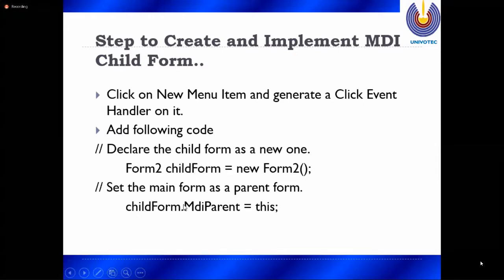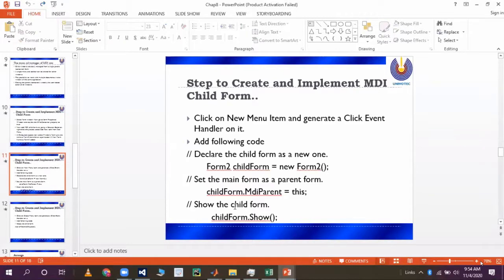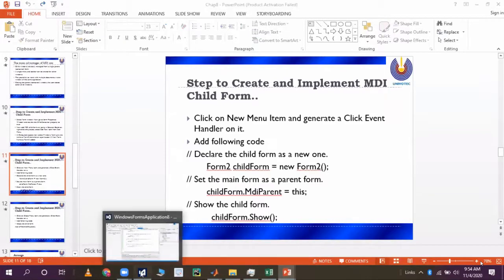The object name dot MdiParent equals this. This means the current form, and the current form is Form1. Then after that, show the child form: childForm.Show. This is the way you can add many child forms in one parent form.